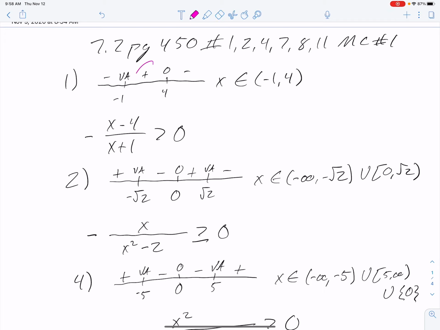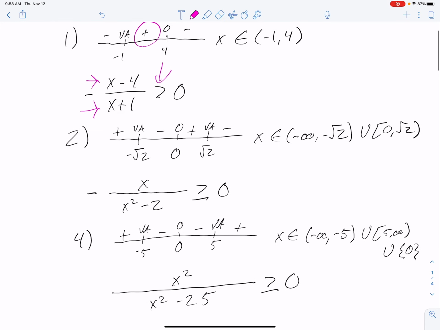involves the values between -1 and 4 without brackets, so that's going to tell me that I just need a greater than 0. And since I've got a 0 at 4, I know that I need x minus 4 in my numerator. A vertical asymptote at -1 tells me I need an x plus 1 in my denominator.